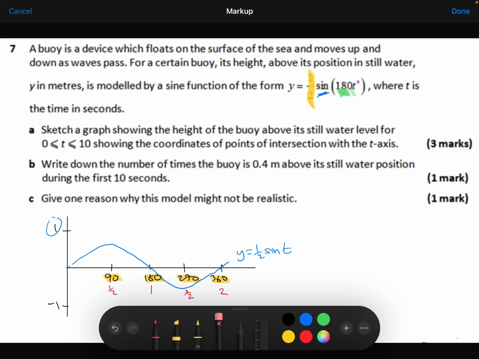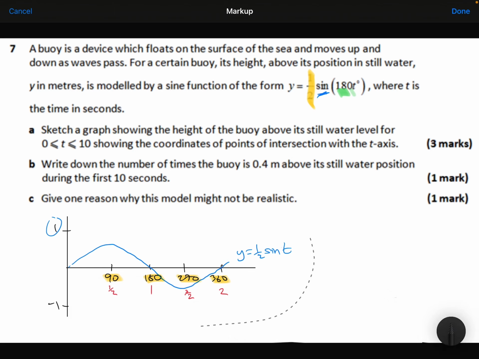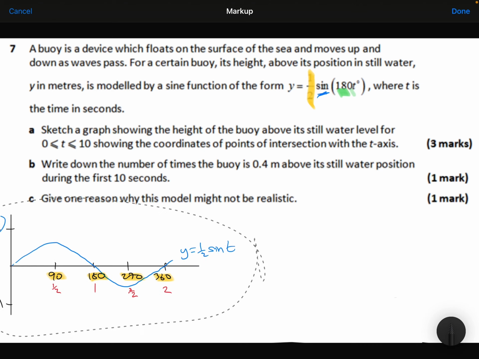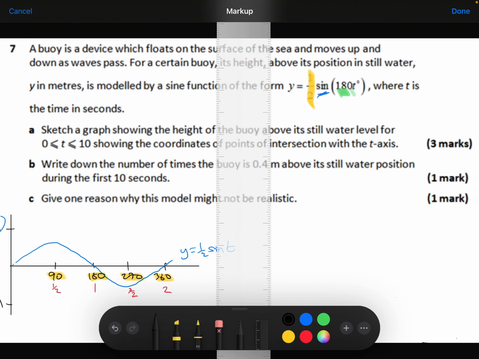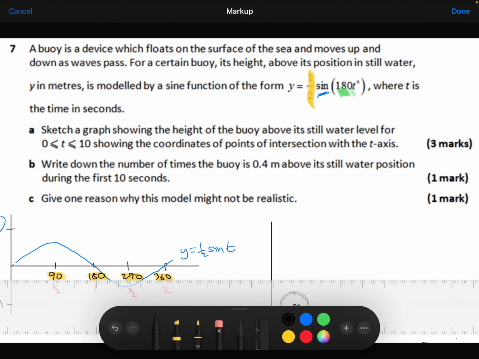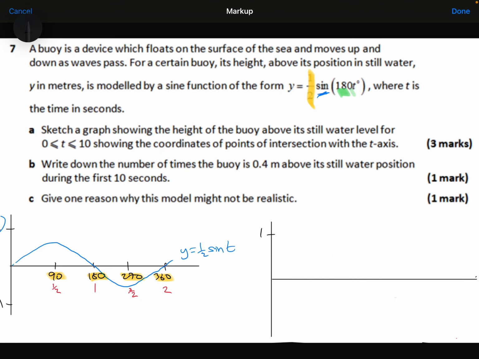I now need to draw my graph all the way up to 10 seconds. So let me move this to one side, so I can draw my actual answer to this question over here. So I'm going to put 1 and minus 1 there. We know our graph's only going to go up to a half and minus a half, but I'll just put those there for now. And then we're going 1, 2, 3, 4, 5, 6, 7, 8, 9, 10. So we're going between 0 and 10.